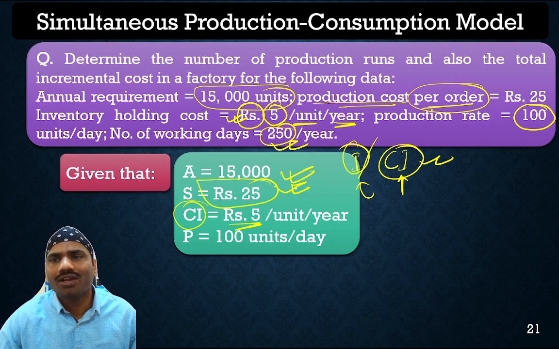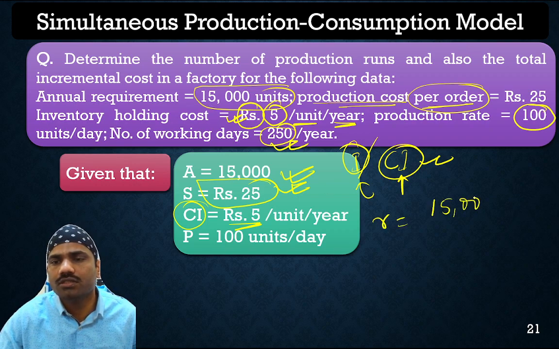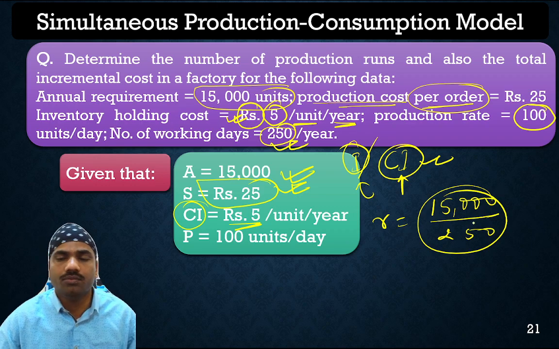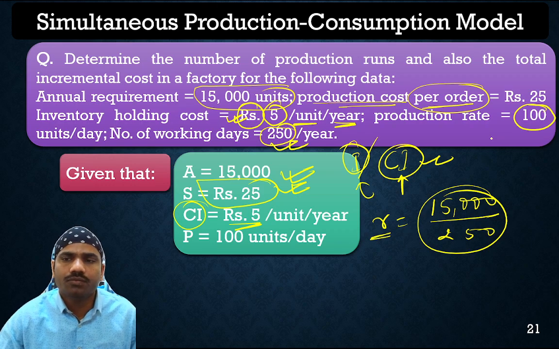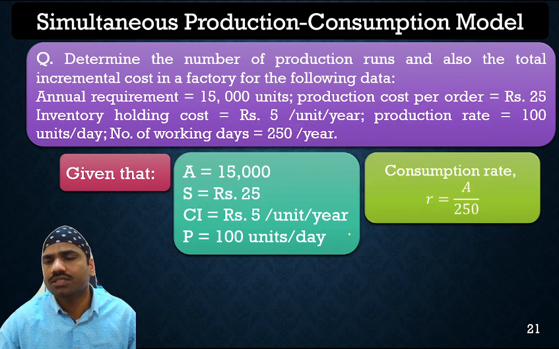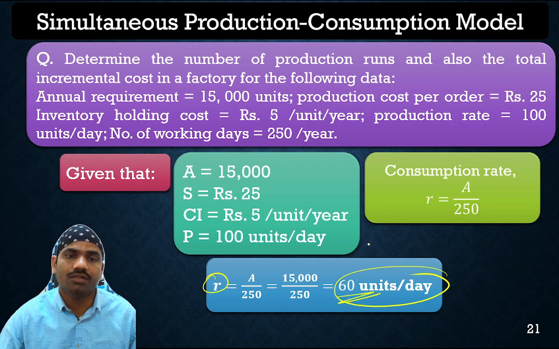So we will find the consumption rate, that is how much we are consuming: 15,000 in how many days? In 250 days. So we can find the consumption rate by this formula. We have production rate 100, which is given. The consumption rate will be A by 250, which gives a consumption rate of 60 units per day.